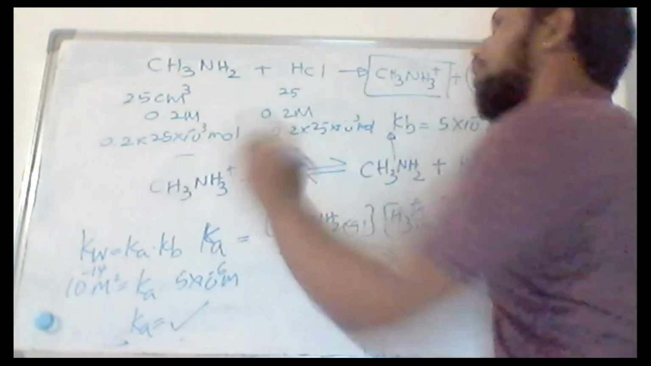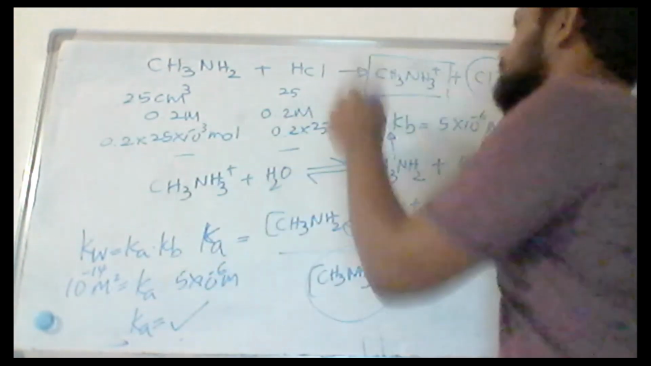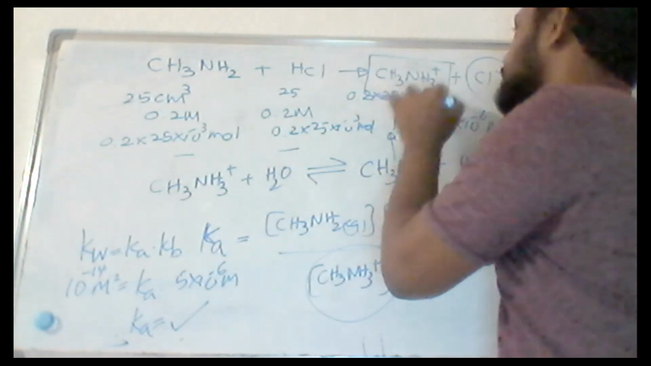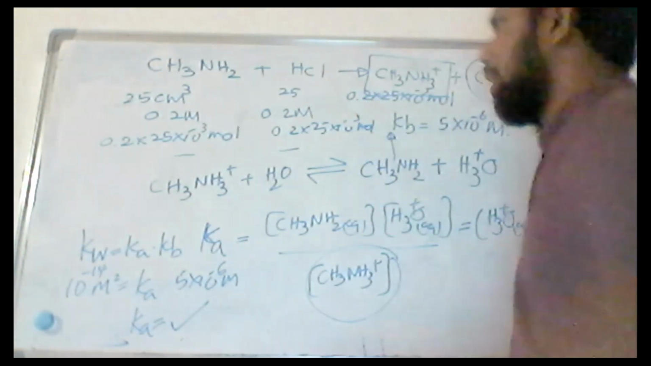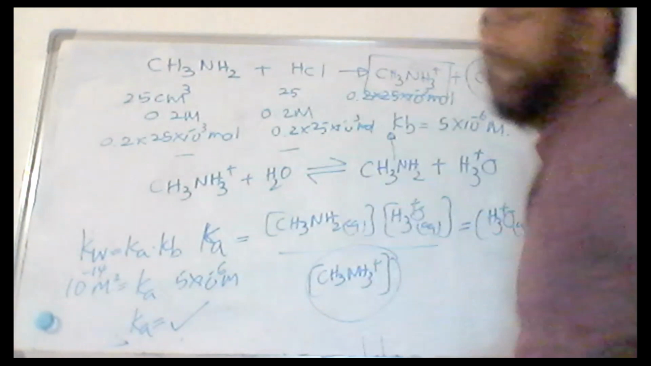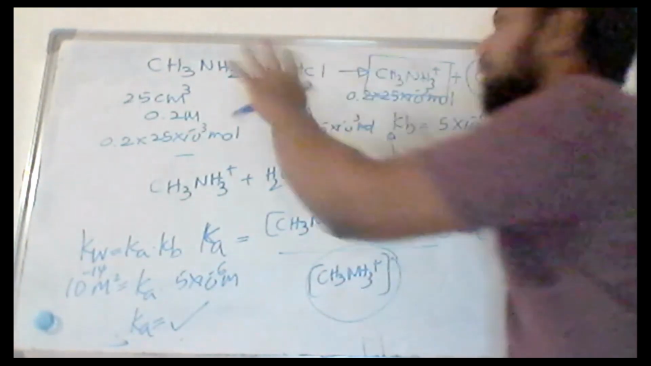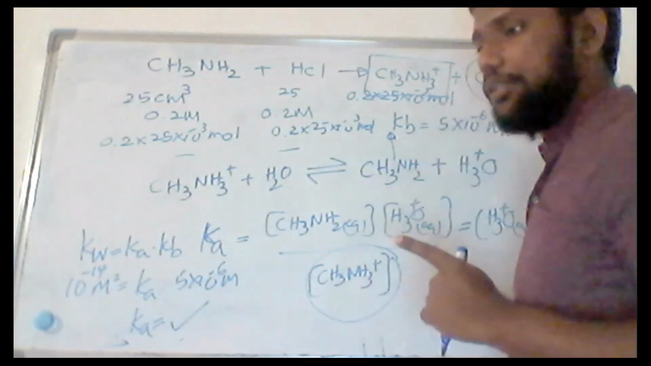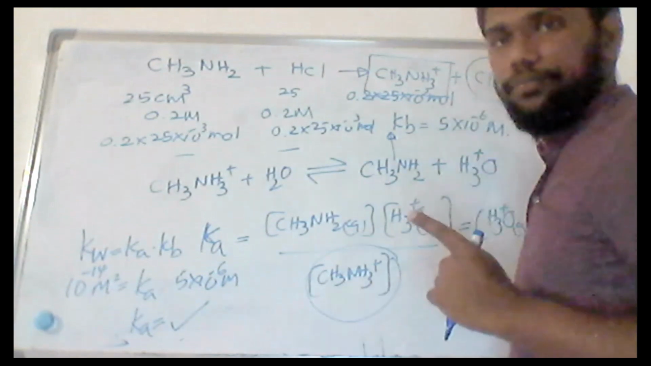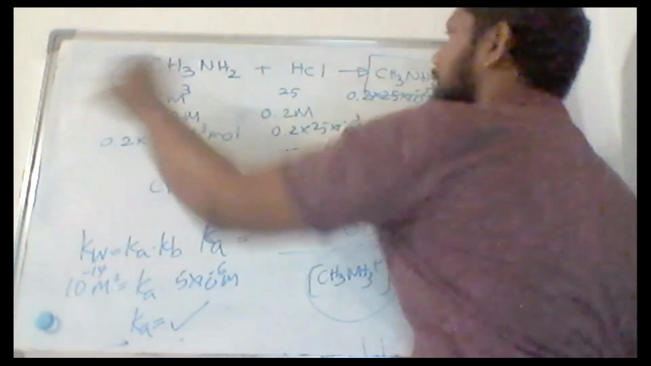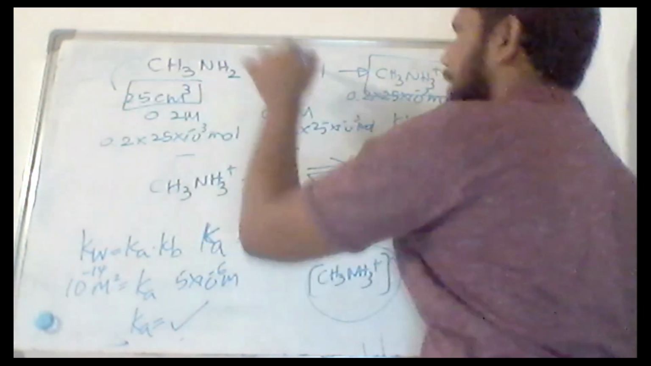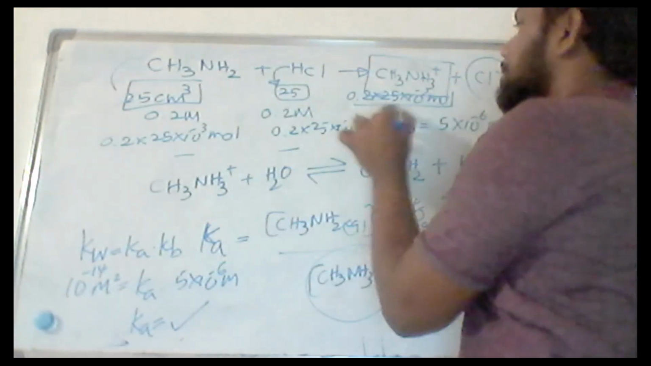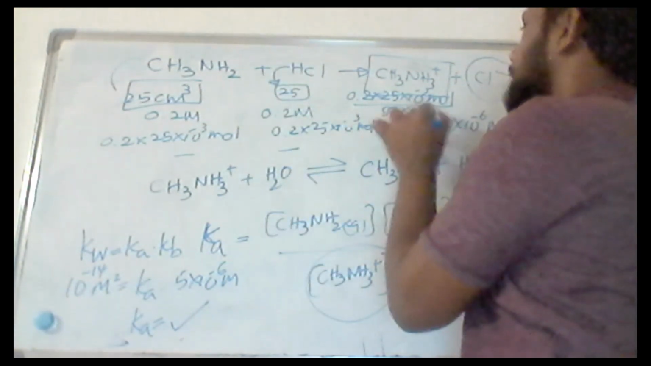So finally, these two are not there, but here, the same amount, 0.225×10⁻³ mole is going to be formed, because these moles are equal now. Here it is forming, here it is compensating, okay? But don't forget the volume, because when you add 25 cubic centimeters of this and 25 cubic centimeters of HCl, the final volume is 50×10⁻³ decimeter cubed.